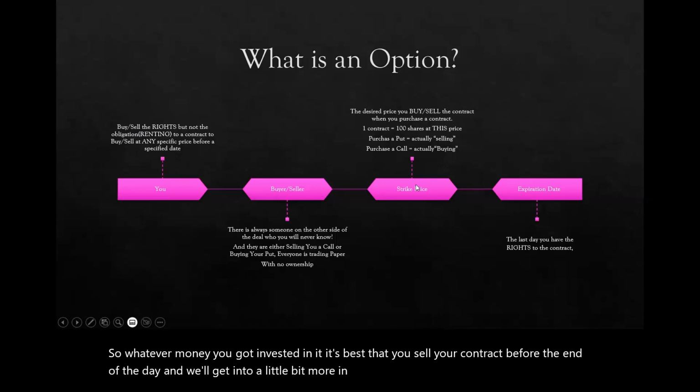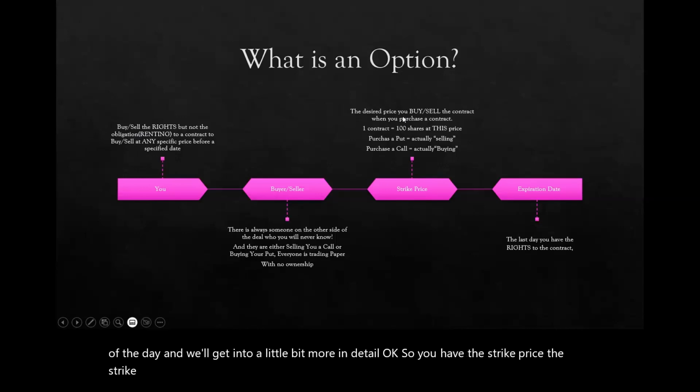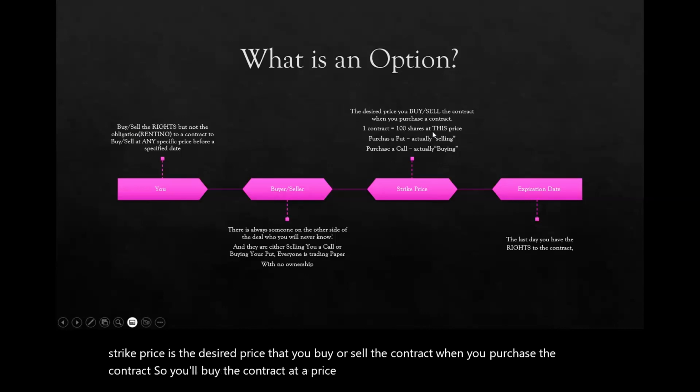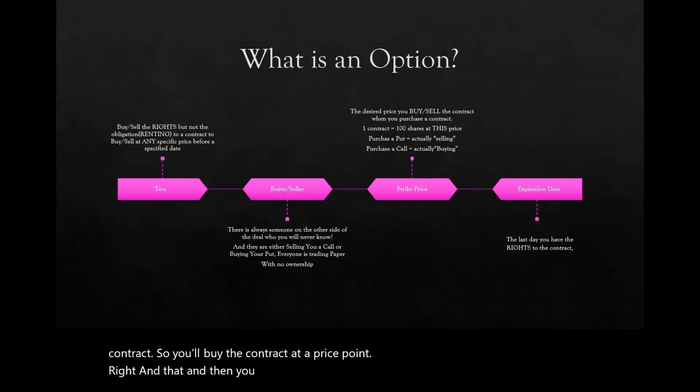Okay. So you have the strike price. The strike price is the desired price that you buy or sell the contract at when you purchase the contract. So you'll buy the contract at a price point, right? And then you'll see in the next example, you're able to sell that contract at a price point depending on where you got it. All right.